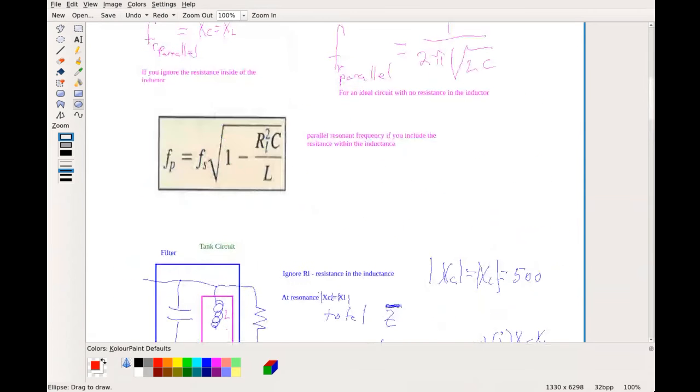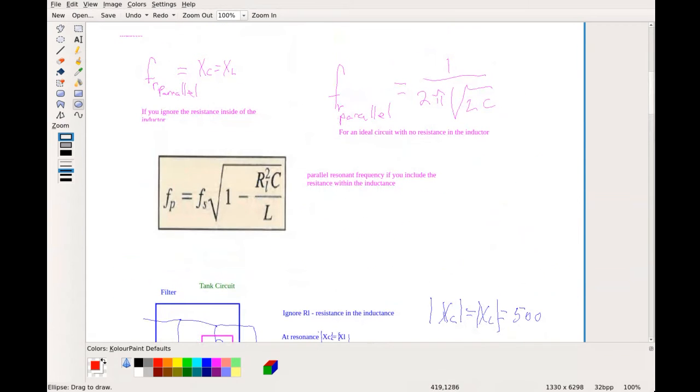And so remember, for an ideal parallel circuit, the resonant frequency is exactly the same as with the inductor. But for a non-ideal one, you have to worry about the resistance inside of the inductor itself, and you get this kind of shifted.